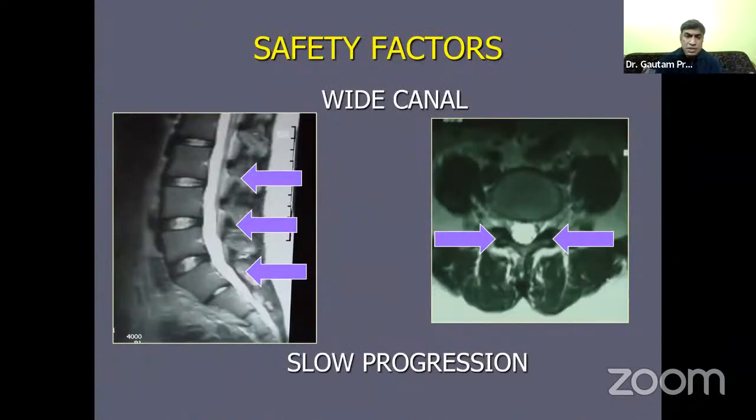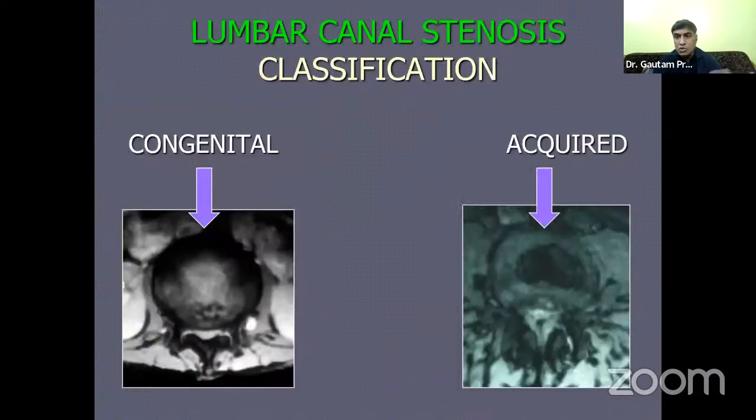Just like I mentioned previously, there are some people who are born with a stenosed canal, and there are some people who are born with a wider canal. These people have a slower progression of symptoms, even if there is a good amount of canal compromise. They don't have that many symptoms.